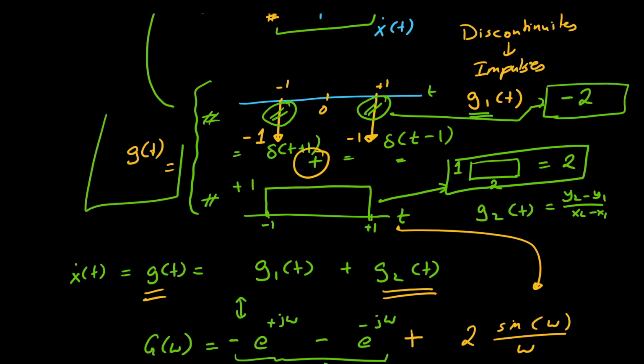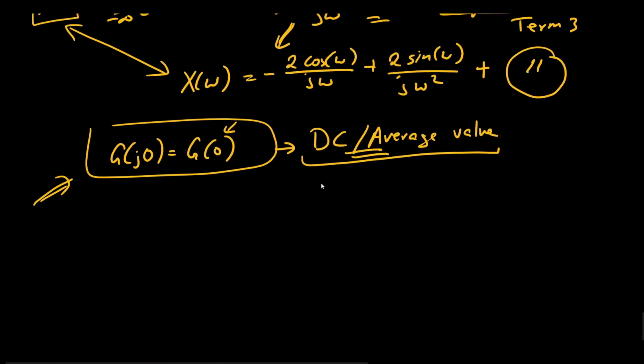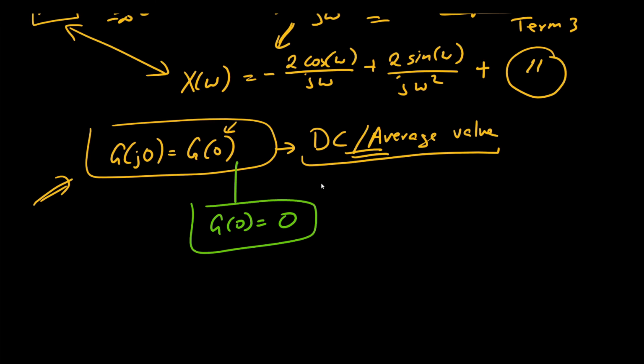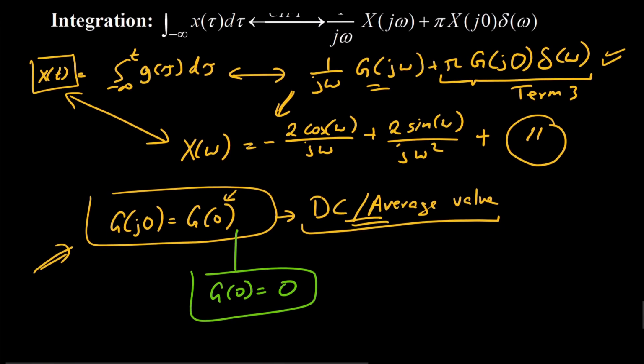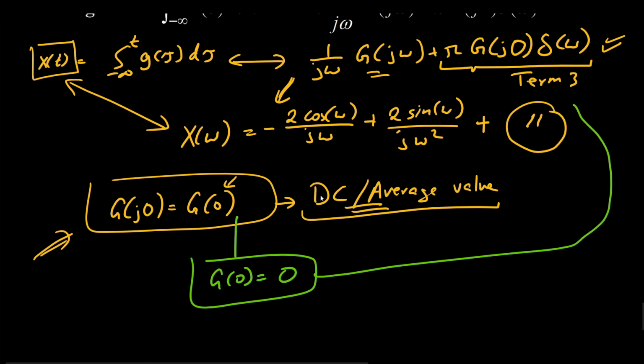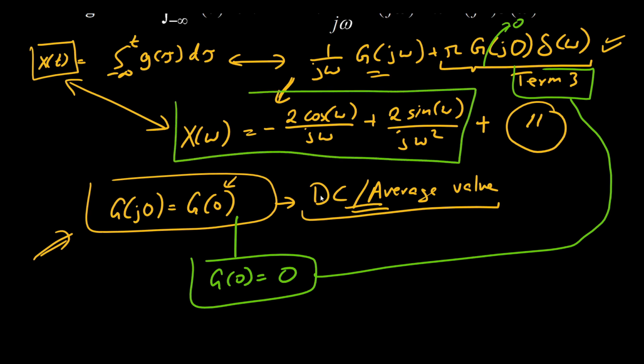Moreover, this g of t is adding these two areas together. So the DC value or the average value is dependent on this plus this. So -2 plus 2. So eventually we have g of 0, which is equal to 0. Now if this is equal to 0, this means that whole term 3 is equal to 0, because now this is just 0. So our Fourier transform is simply this function.